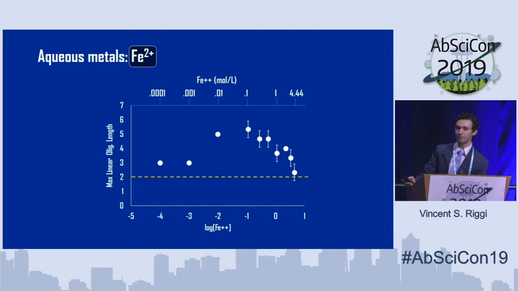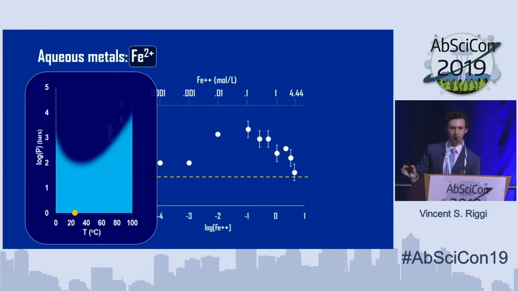So these are the results of our iron experiments. And again, note first that we're on a log scale now, just to make everything easier to see. But again, we end up with a local optimum concentration right around 100 millimolar. And again, we have our negative control down here at 2. But we get up to about 6.